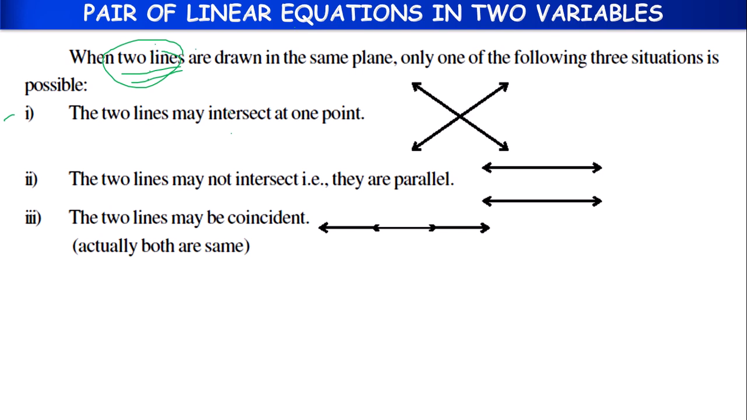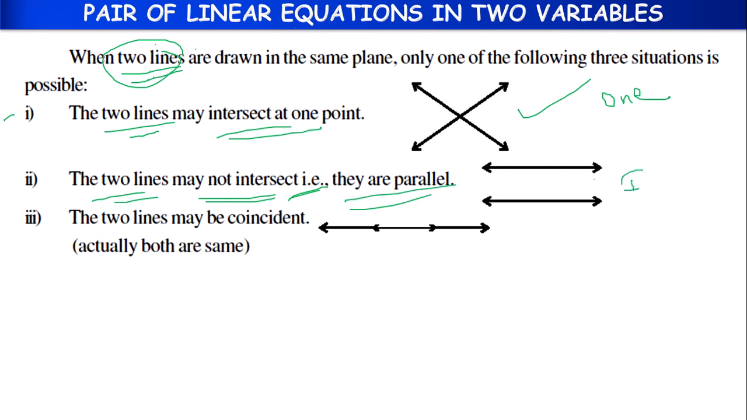These two lines may intersect at one point, such that they will have only one solution. Two lines may not intersect at any point, which means they are parallel, and they don't have any solution. Because they are not intersecting with each other, they have no solution.